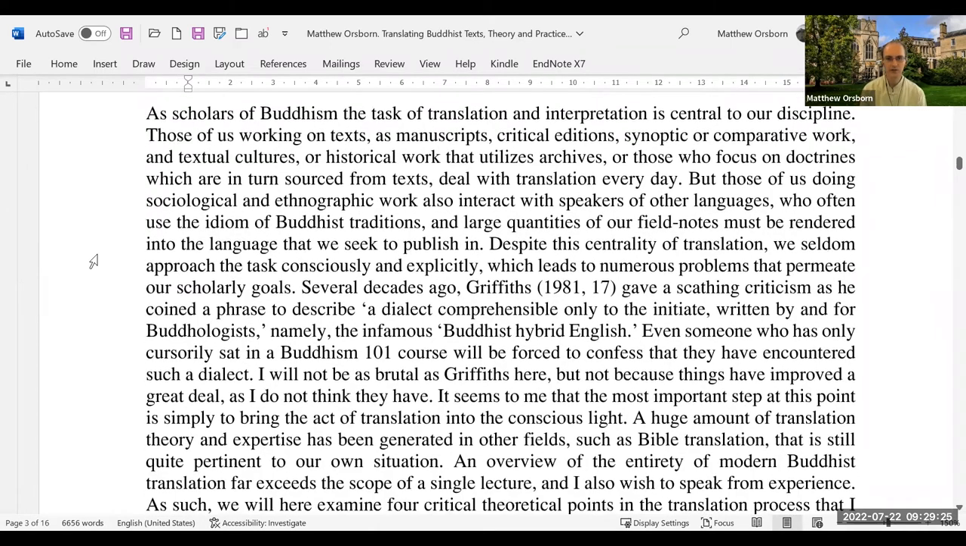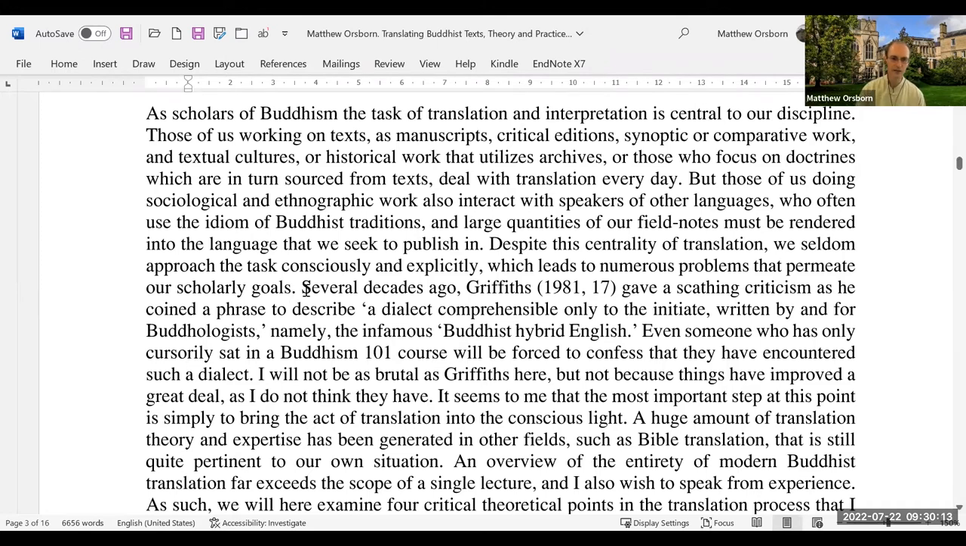As scholars of Buddhism, the task of translation and interpretation is central to our discipline. Those of us working on texts, be it manuscripts, critical editions, synoptical comparative work, textual cultures, historical work that utilizes archives, or those who focus on doctrines, which in turn are sourced from texts, deal with translation every day. But those of us doing sociological and ethnographic work also interact with speakers of other languages who often use the idiom of Buddhist traditions, and large quantities of our field notes must be rendered into the language that we seek to publish in. So, despite the centrality of translation, we seldom approach the task consciously and explicitly, which leads to numerous problems that permeate our scholarly goals.